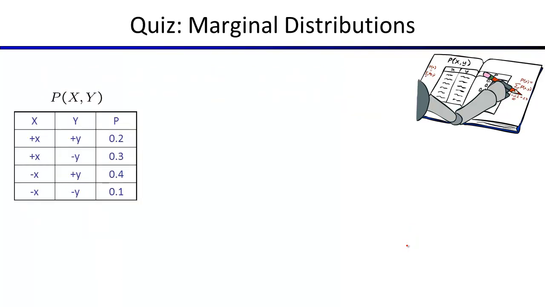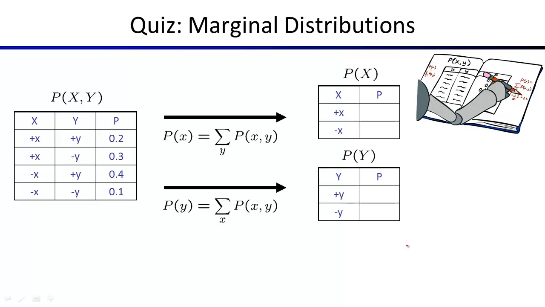Okay, let's do a quick quiz on this too. Marginal distributions for x and for y for this joint distribution here. So let's have you chat with your neighbor, think about this for the next 30 seconds and see what numbers you come up with for these 2 tables.